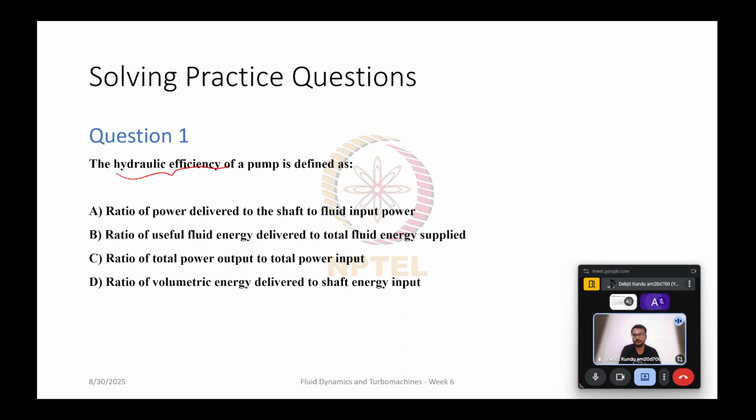Is it option A, the ratio of power delivered to the shaft to the fluid input power? Is it option B, the ratio of useful fluid energy delivered to the total fluid energy supplied? Is it option C, the ratio of total power output to the total power input? Or is it option D, the ratio of volumetric energy delivered to the shaft energy input? So read the questions carefully, and once you have figured out the solution, you can either type in the chat box or you can unmute and answer as well, whichever way you feel comfortable.